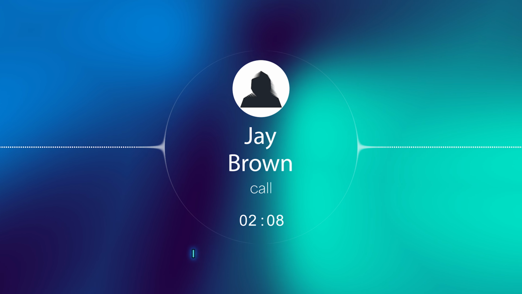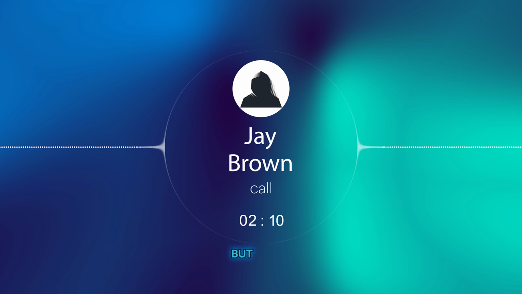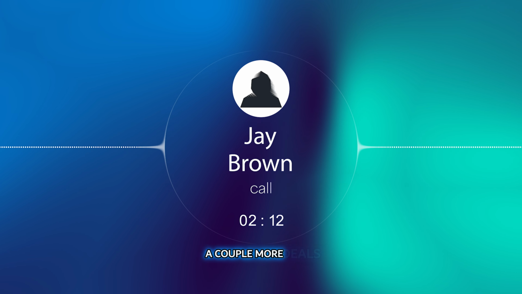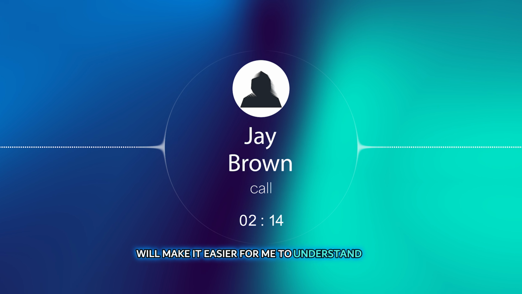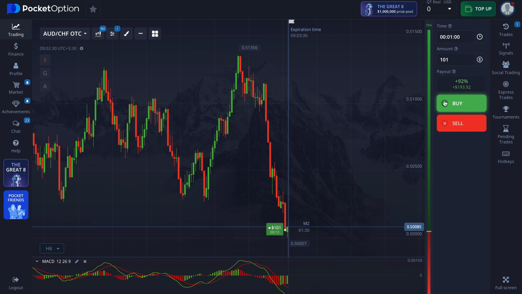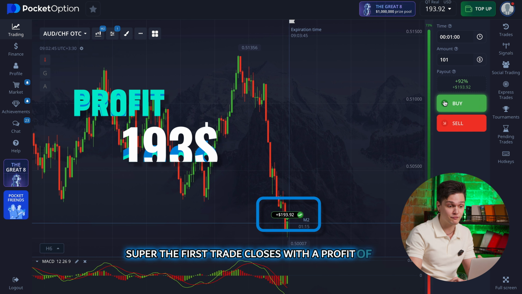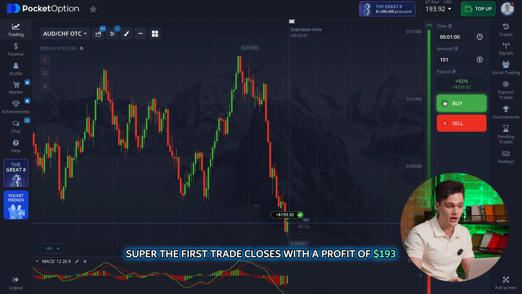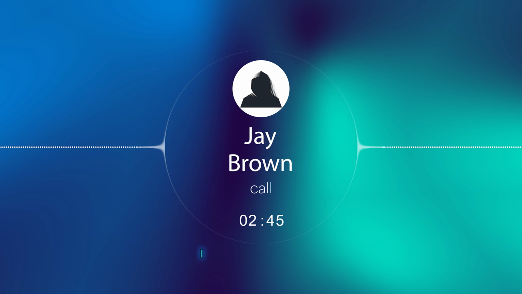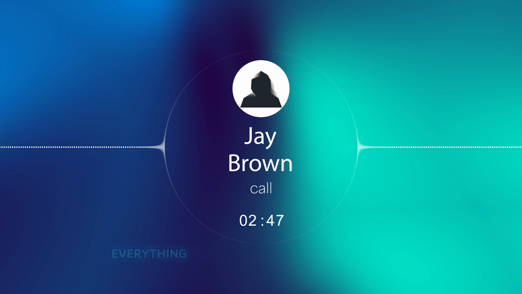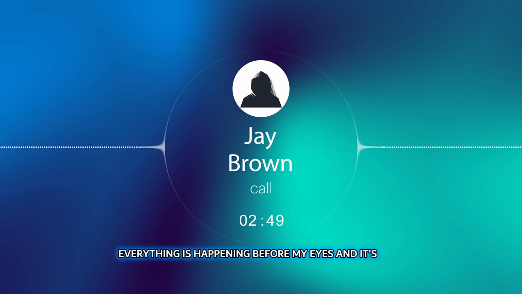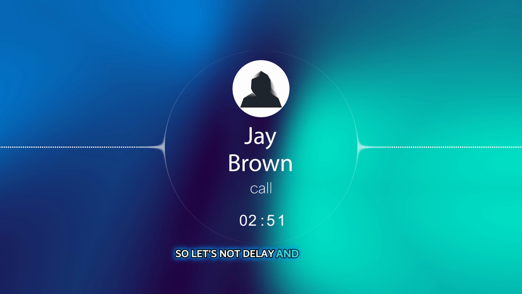Okay, I have got it pretty clear, but I think a couple more deals will make it easier for me to understand this system. Super! The first trade closes with a profit of $193 and your balance increases. I don't even believe it. Everything is happening before my eyes and it's real. So let's not delay and move on.